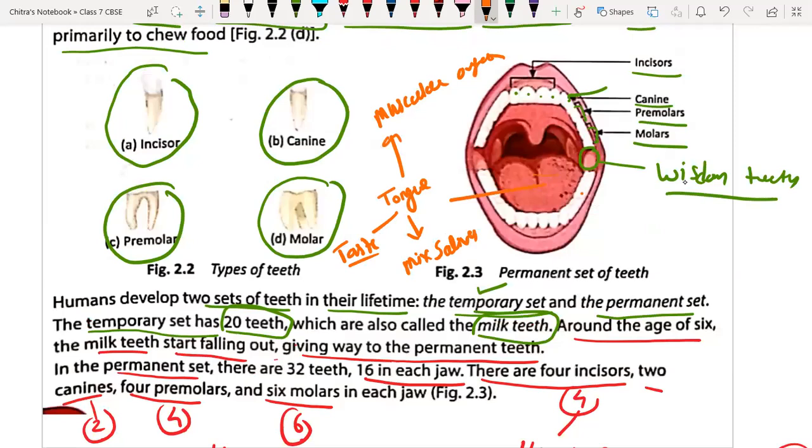It mixes saliva and assists the food during the churning process, like throwing the food from one side to another. It assists the food during chewing. The chewing of food is called the churning process. During churning, the food is kept between the upper jaw and lower jaw teeth with the help of the tongue only. So this is all about the tongue.